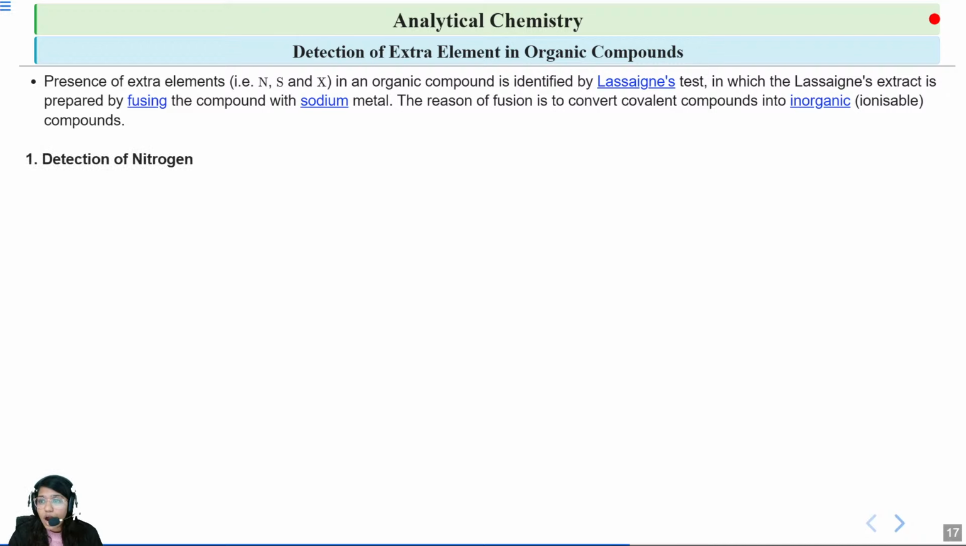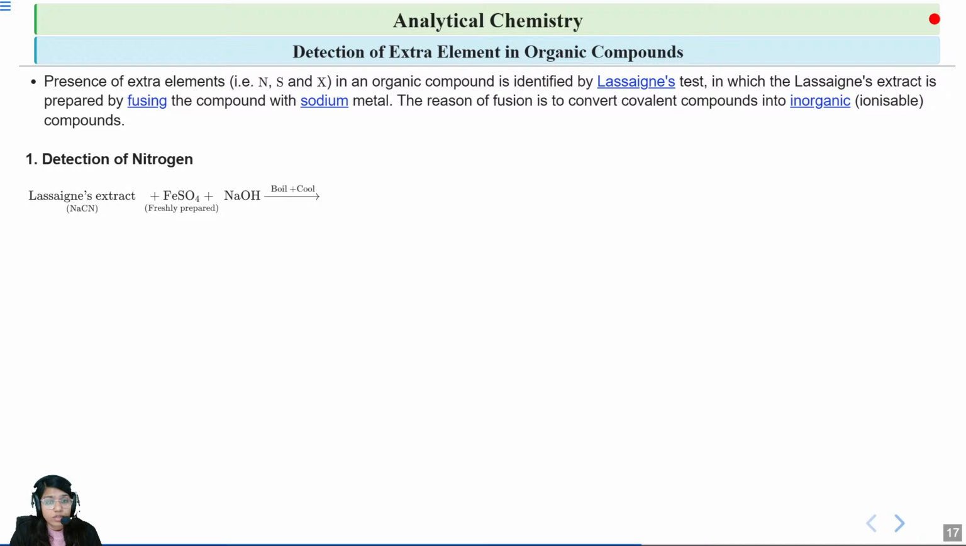Now let's see how we will detect the presence of nitrogen in an organic compound using Lassaigne's test. When an organic compound is fused with sodium metal, the covalently bonded nitrogen in the compound is converted into ionic form, that is sodium cyanide. So when the organic compound is fused with sodium metal, the covalently bonded nitrogen in the organic compound gets converted to ionic form, that is NaCN, sodium cyanide.